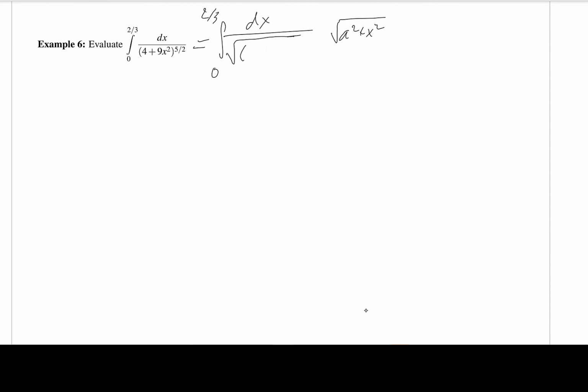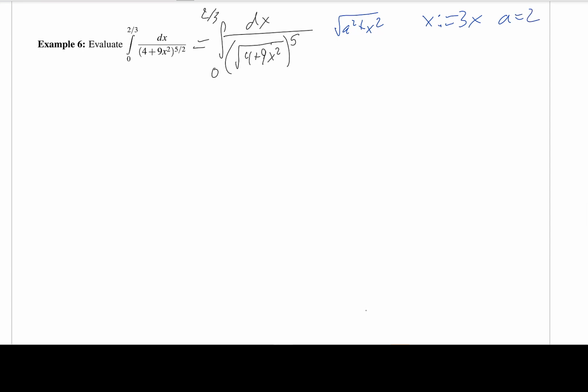If I wanted to, another thing I could do is just make this the square root of 4 plus 9x squared, and then raise it to the 5th outside like this. So we'll just plug it in inside those parentheses. So we still have this form that we need. We've got the square root of a squared plus x squared. And we'll need to redefine x. So x is redefined to be 3x, and a will be equal to 2.